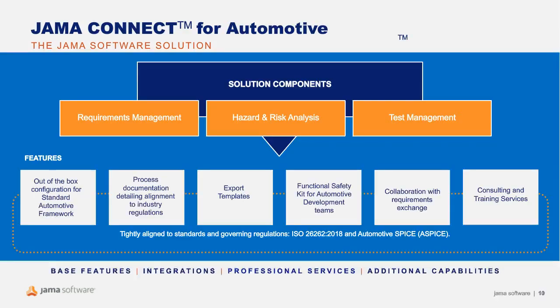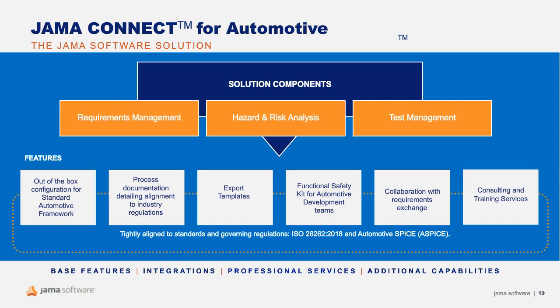So the solution of Jama Connect for Automotive is primarily focused on requirements management, hazard and risk analysis, and test management, and the traceability between those. Jama Connect is a product that focuses on meeting those needs that customers have, and the Automotive solution provides the guidance for how to do that work in a way that's compliant with the Automotive standards. And we provide an out-of-the-box configuration of the tool. Since Jama Connect is a highly configurable tool, there are many different ways to set up the tool, but this solution provides a framework that's designed specifically to meet the industry standards for Automotive in a way that makes best use of the functionality of Jama.